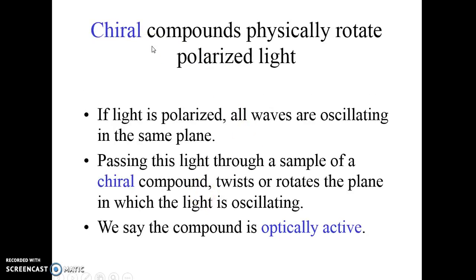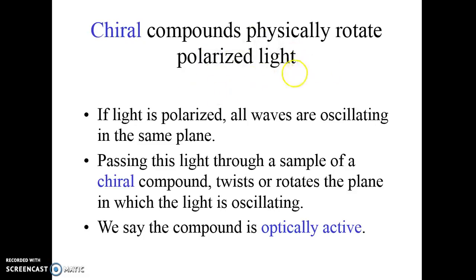Chiral compounds physically rotate polarized light. So if the light is polarized, all of the waves are in the same plane. So they might be in different places in space, but they all are, let's say, perpendicular to the ground or parallel to the ground or at some angle in between.